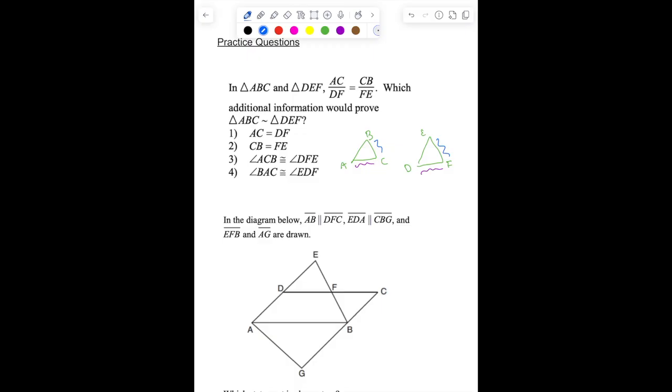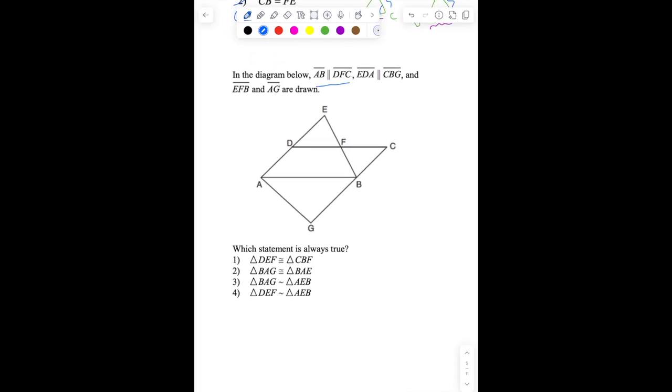So answer choices 1 and 2 are not going to be helpful because we don't need congruent sides. We need proportional sides for proving triangles similar. So I'm going to be looking for the answer choice that gives the angle that's in between the two proportional sides. So we could have SAS. So that would be angle ACB and angle DFE. That is answer choice number 3.